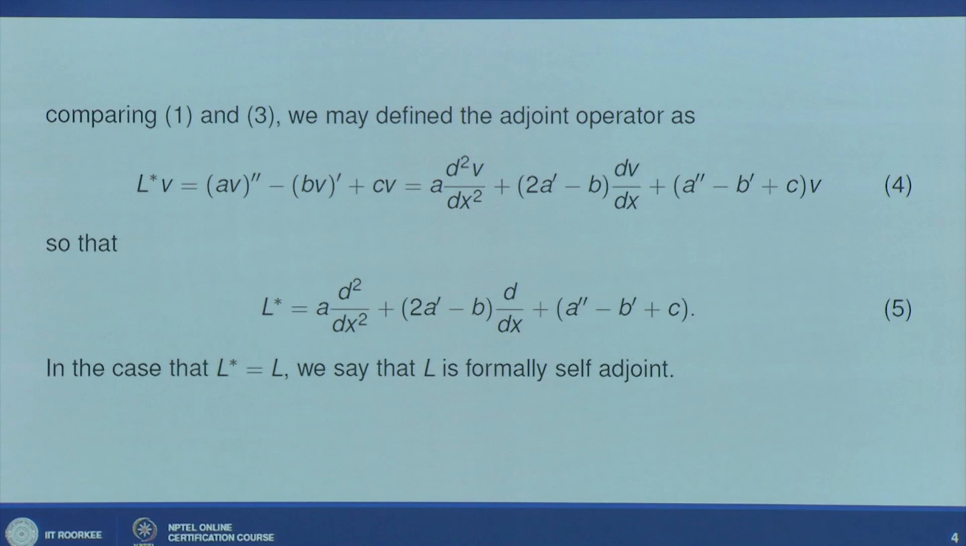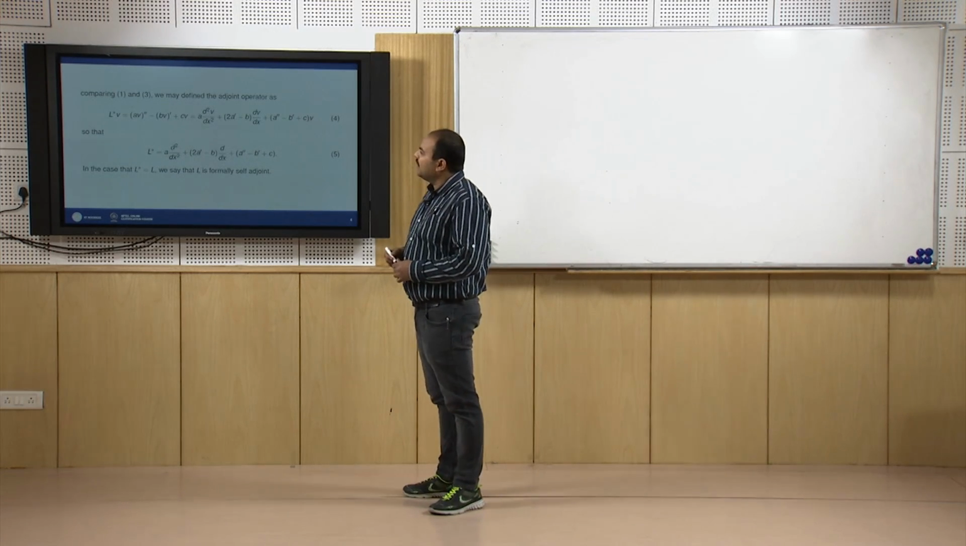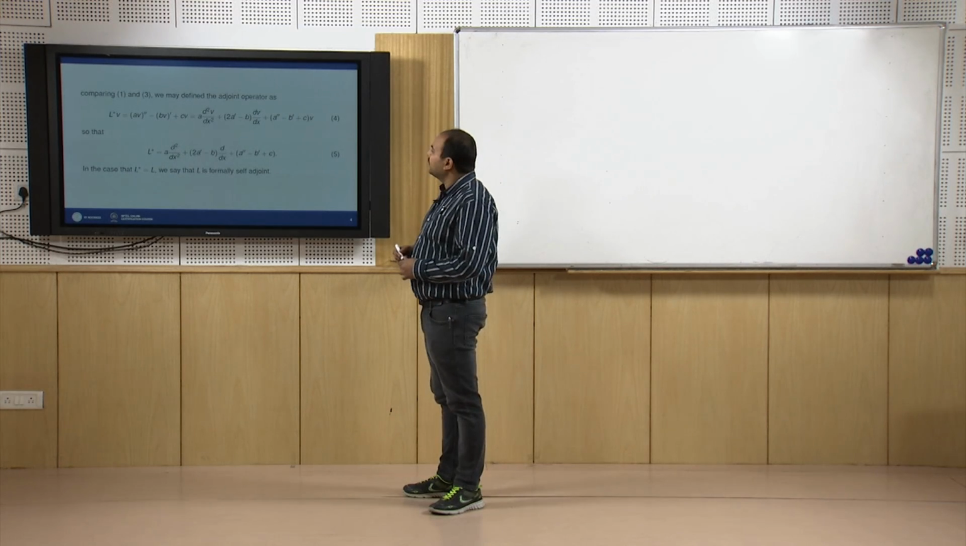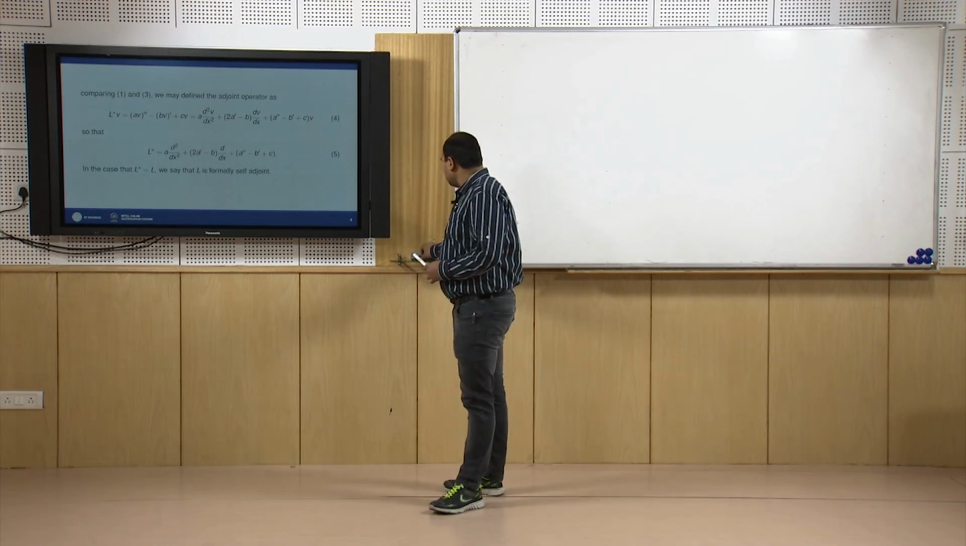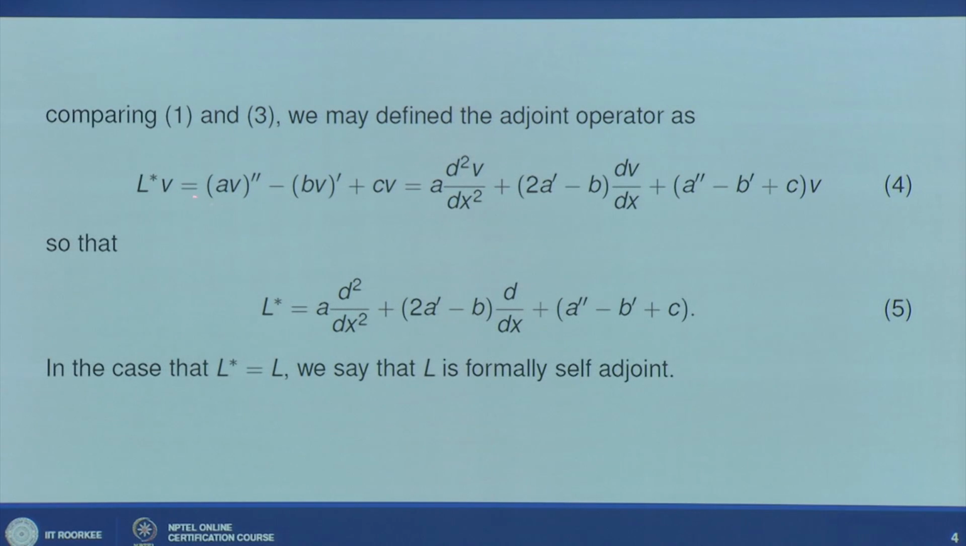Here we have seen that corresponding to the differential operator L, we have defined the adjoint operator L star, given as (a v)double dash minus (b v) dash plus c v. If we expand this expression, we get equation number 4: a v double dash plus (2a dash minus b) v dash plus (a double dash minus b dash plus c) v.